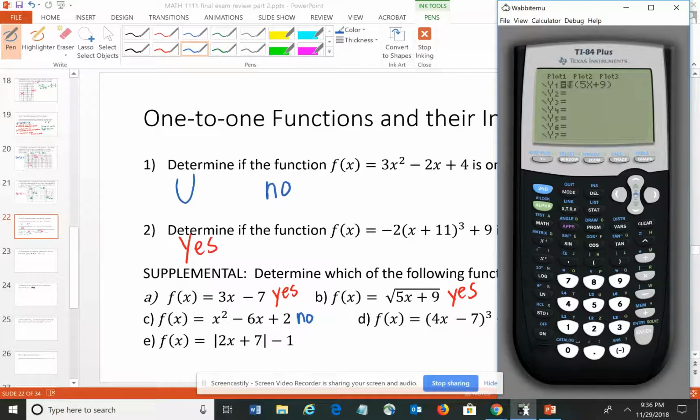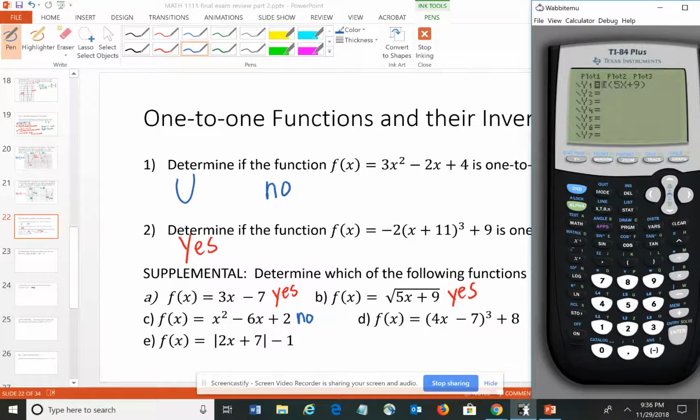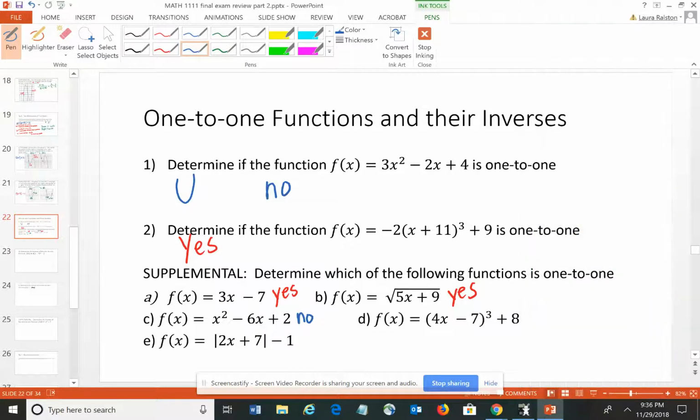Question D, or letter D, we have y equals, let's clear out what's in there, parentheses 4x minus 7, close them, raised to the third, add 8, and graph. And again, you kind of get this zigzaggedy curve, which does pass the vertical line test, or excuse me, horizontal line test. And so we would again say yes, that particular function is one-to-one.